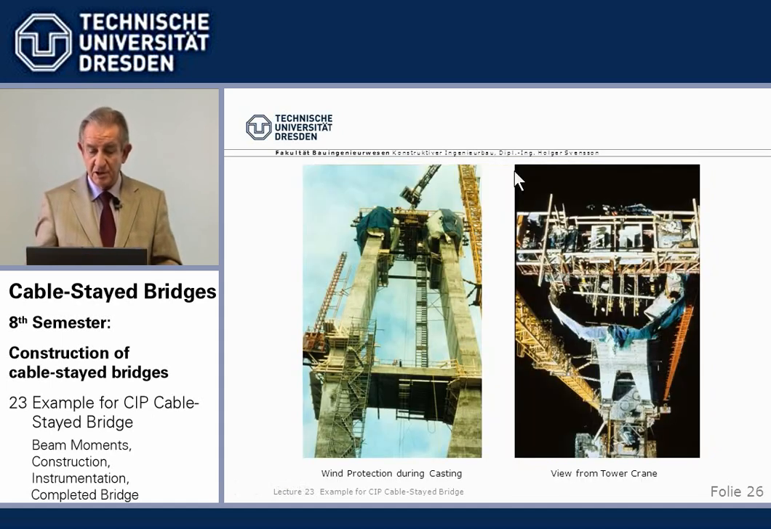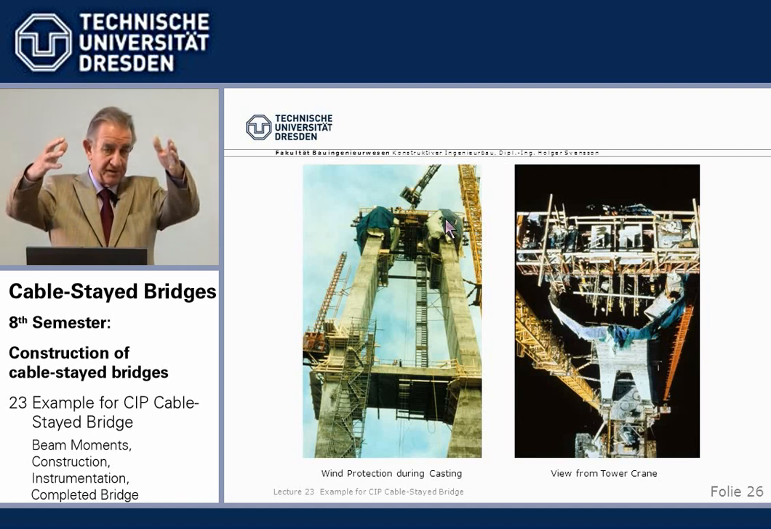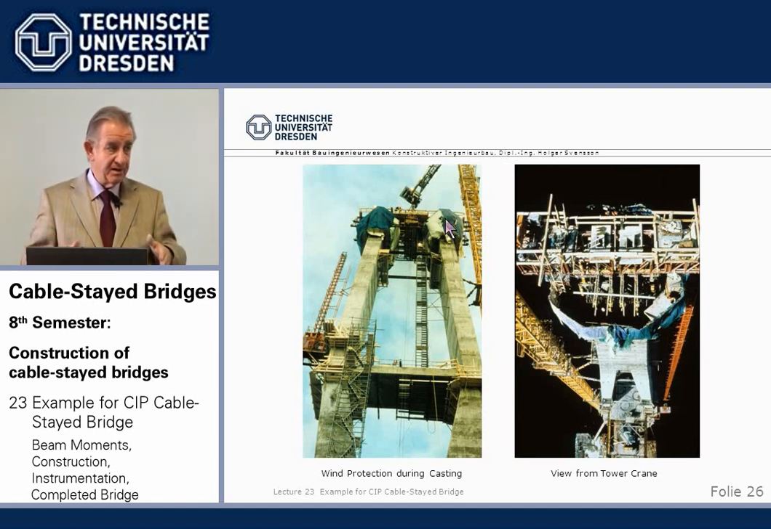We see here going up. This looks a little bit untidy. What it actually is, is some insulating sheet hanging down from the sliding forms to protect the young concrete from cold wind. And there were heating elements actually, so the concrete was cured for the first time with this part. Here we see from the tower crane a view into the forms coming up.